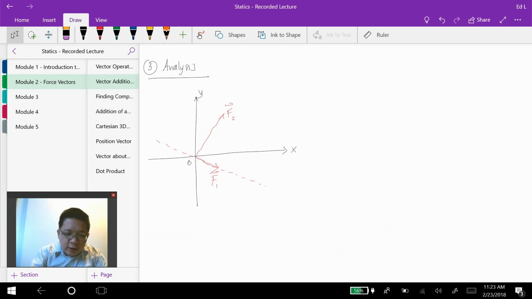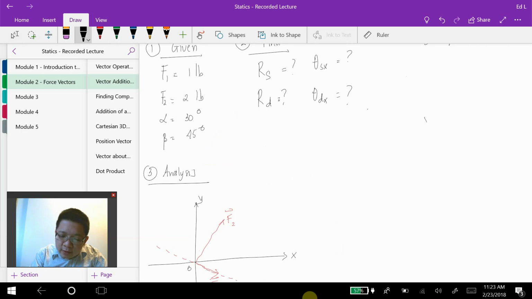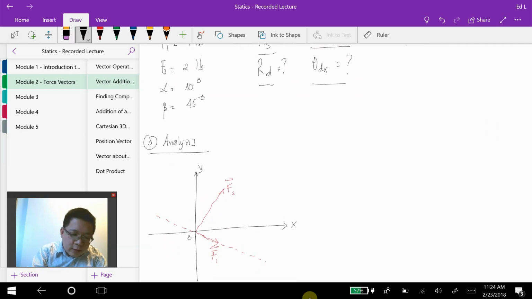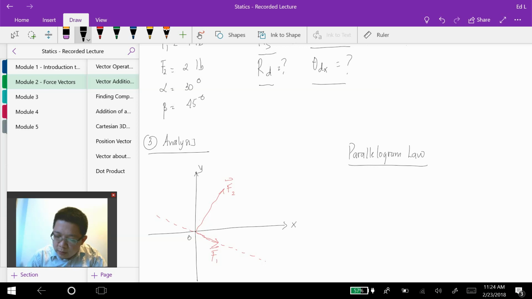And the first thing that I would like to demonstrate in here is how to calculate the factor summation, RS and theta S x. Meanwhile, for RD and theta D x, I hope you guys can do it as an exercise at home, or we can do it together in class. Okay. Right, so let's start, and I will use the parallelogram law in here to calculate RS and theta S x.